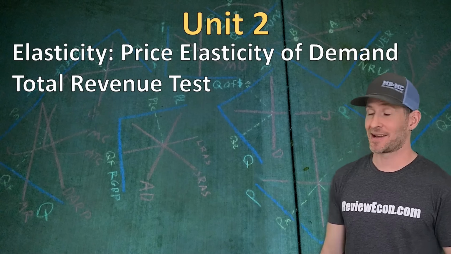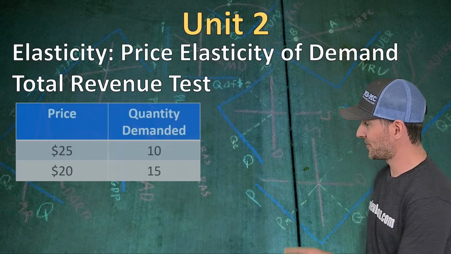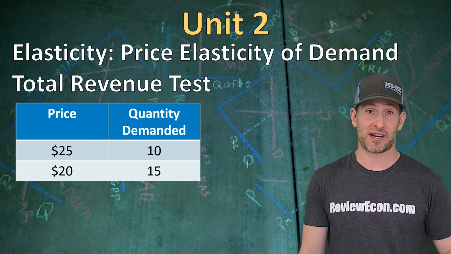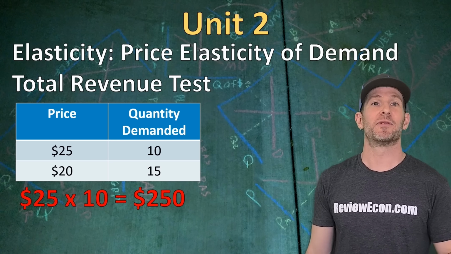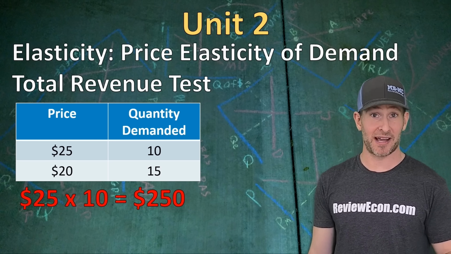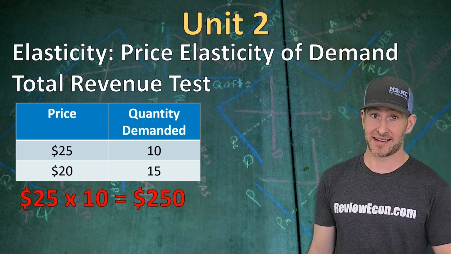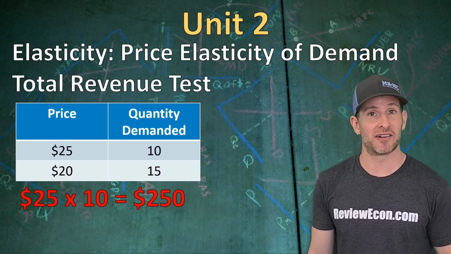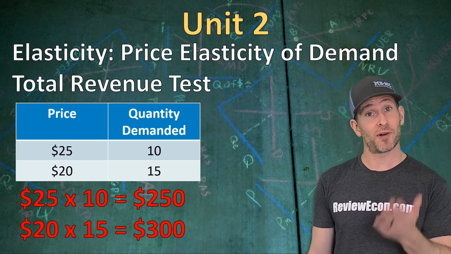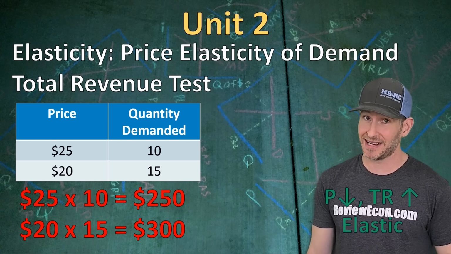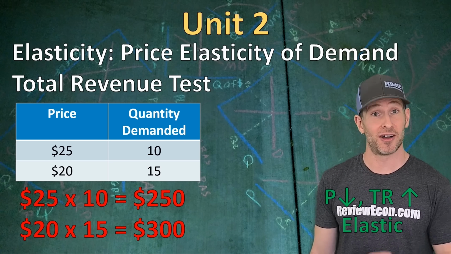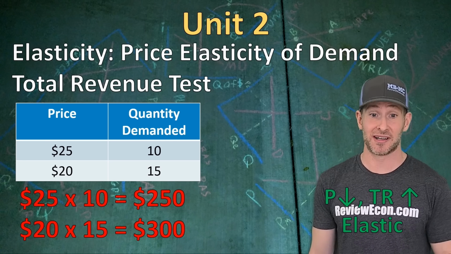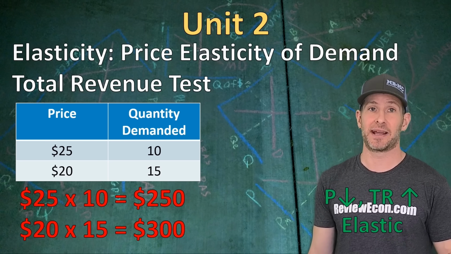Let's try it out with this example. Here we have 2 prices and 2 quantities demanded. If we multiply the price times the quantity at $25, that gives us $250 worth of total revenue. Then when the price falls down to $20, we will multiply that by the 15 units that are demanded at that price. That gives us $300 worth of total revenue. So when the price fell, the total revenue increased. And if you go the opposite direction with the price increasing, total revenue will fall. Since they're going in the opposite direction, this is an elastic demand curve.